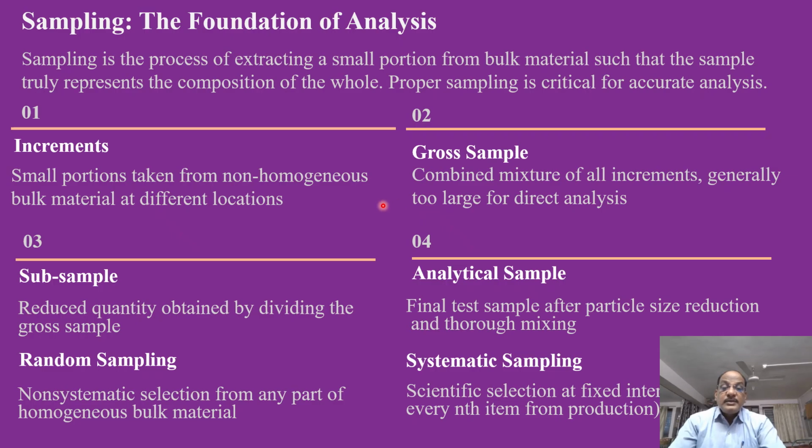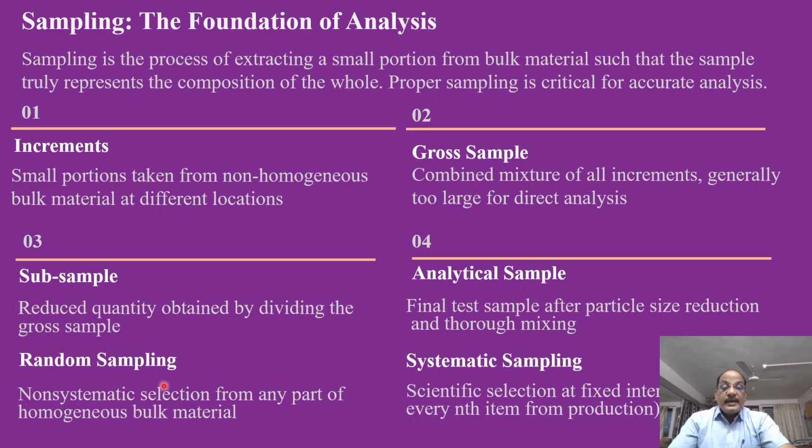There are basically four methods of sampling. First one is the increment. It involves a small portion of the sample taken from non-homogeneous bulk material at different locations, which means we have to take the sample from different locations. Another one is the gross sample, which is the combined mixture of all increments, generally too large for direct analysis. The third one is the subsample. It is the reduced quantity obtained by dividing the gross sample. Whatever gross sample we prepare from the increments must be reduced to a particular quantity by dividing the gross sample. That is the subsample. And another one is the analytical sample, the final test sample after particle size reduction and thorough mixing.